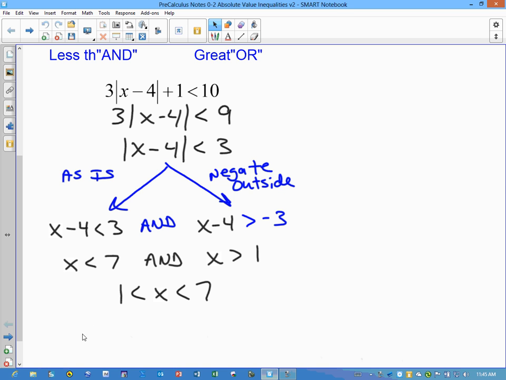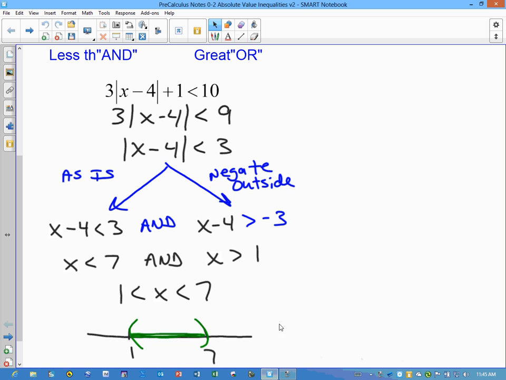And then if we were to graph this, we would have our number line with the critical points 1 and 7. And we want all the values between 1 and 7, not including the endpoints. So this is what our graph would look like. We shade in the values in between, and we use parentheses to show that we are not including the endpoints. We do not include the upper and lower bounds.